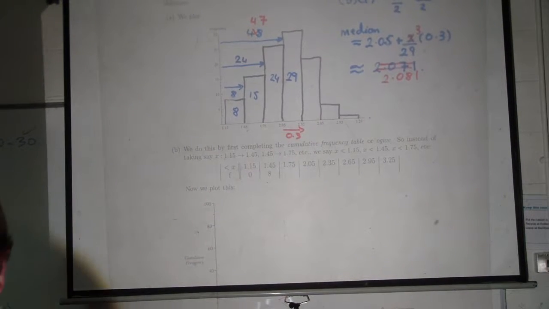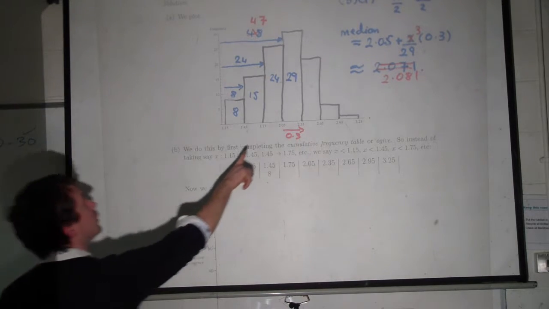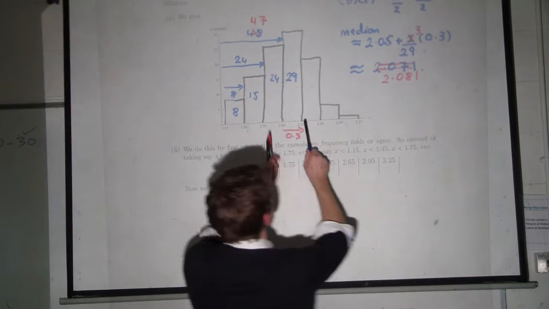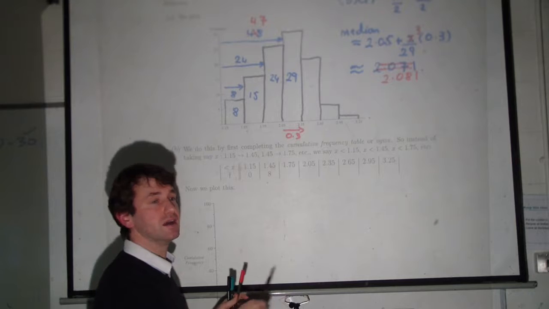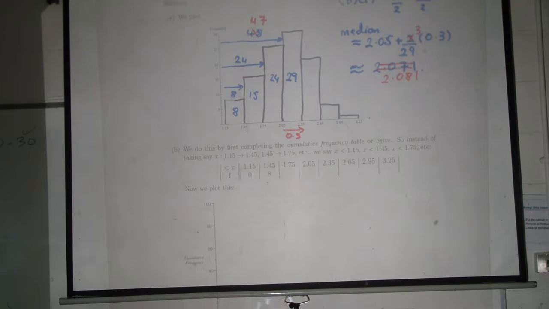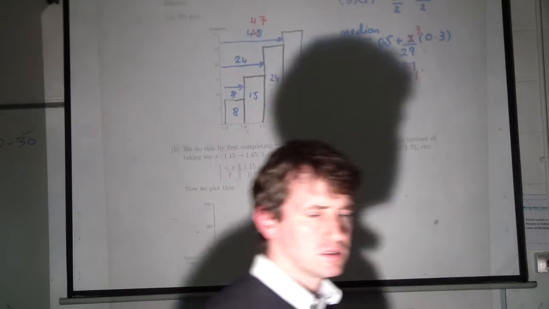Is it 3 over 29 multiplied by 0.3? Just the 3 over. So you're starting here, and you're adding on a certain proportion of that width. So it's just the 0.3. Are you getting something different on the calculator?